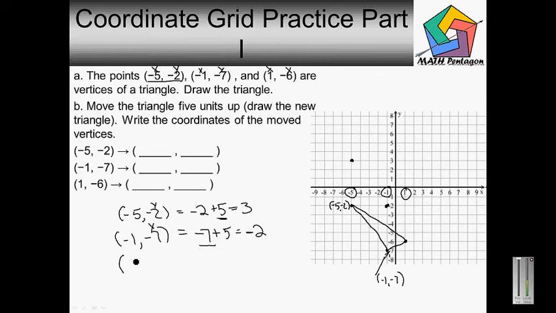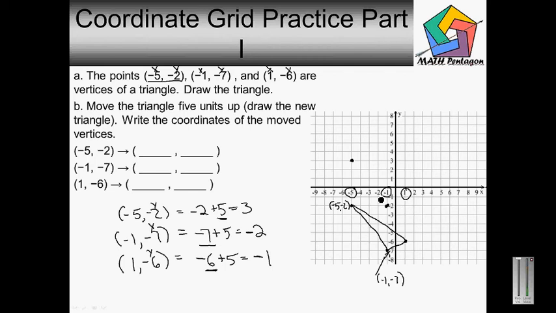Now we have (1, -6). The y coordinate of this is -6, and we're moving up 5, so +5. 6 is the largest, and it has a negative sign next to it, so our answer is going to be negative. So we find the difference between 6 and 5, which is 1, so we should end up at -1.